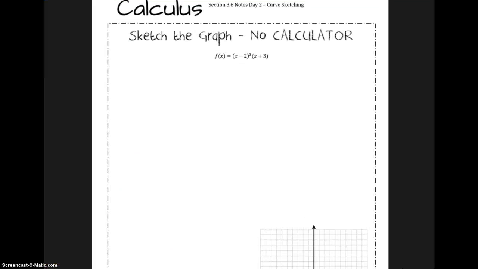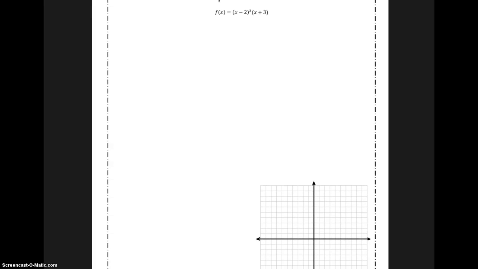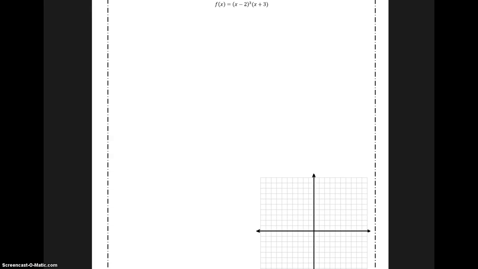Okay, so we are going to continue sketching a graph without using a calculator. We are going to use our curve sketching abilities. And the first thing that we find is the domain. So we have a polynomial. That means our domain is all real numbers, so negative infinity to positive infinity.